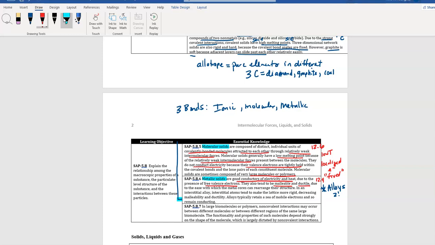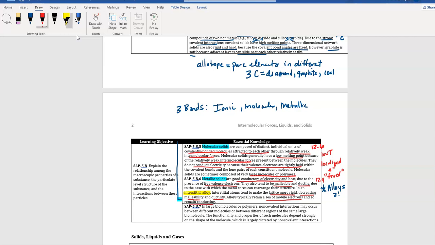You have one type of alloy called an interstitial alloy. Interstitial atoms tend to make the lattice more rigid, decreasing mobility, which means not as bendable, and decreasing ductility, so it's not able to be drawn into wires as much. Alloys typically retain a sea of mobile electrons type of structure, so they remain conducting.